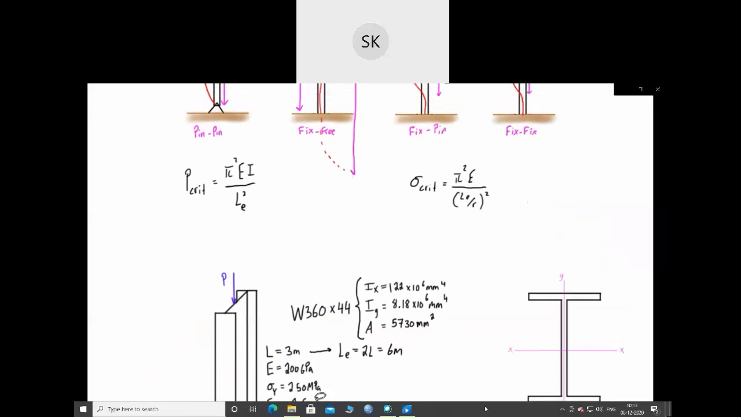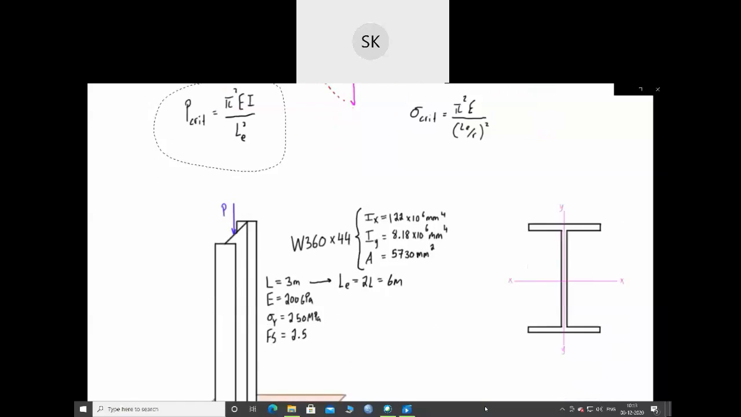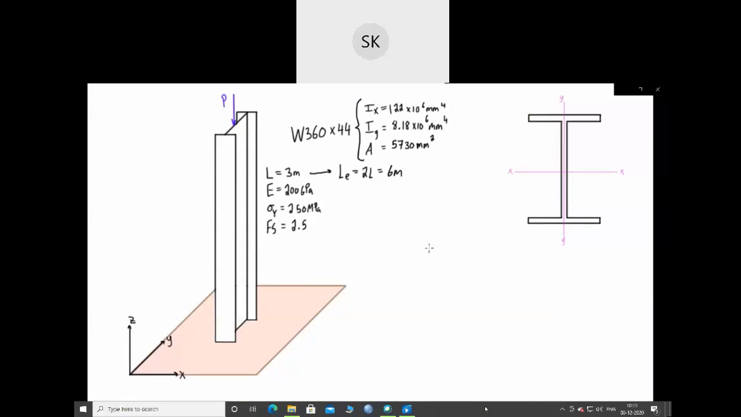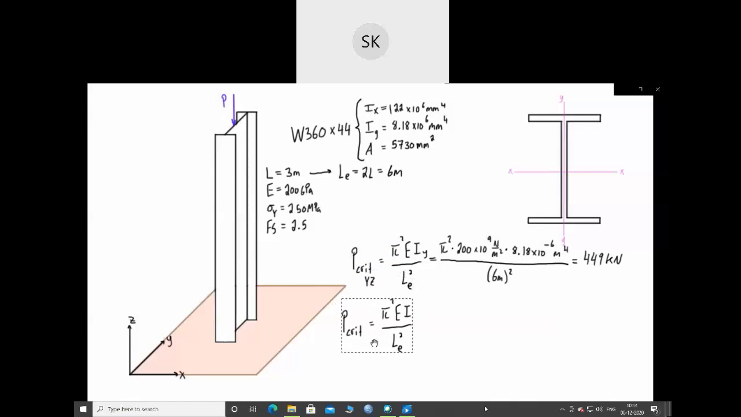Let's grab this expression up here and start our calculations. We can calculate for buckling in the YZ plane first. Let's put in some subscripts. For calculating the P critical that would cause buckling in the YZ plane, we're looking at the moment of inertia about the y-axis, so we give it that subscript. If we look at the top-down view, buckling goes out that way, so we're looking for the moment of inertia about the y-axis. If we plug in all those values for buckling in the YZ plane, we find that it's 449 kilonewtons. Then we repeat this calculation for buckling in the XZ plane.